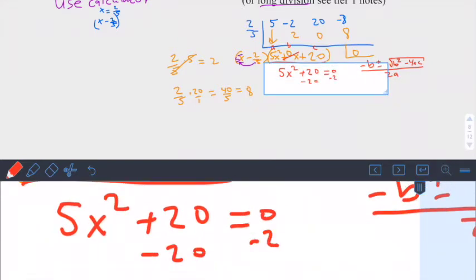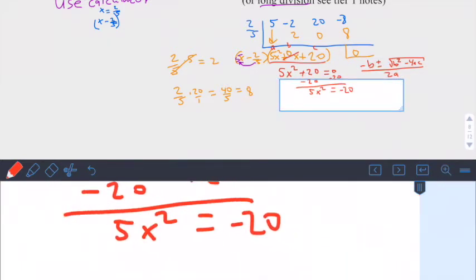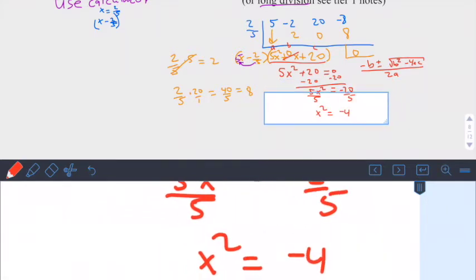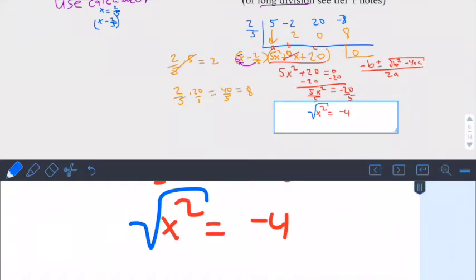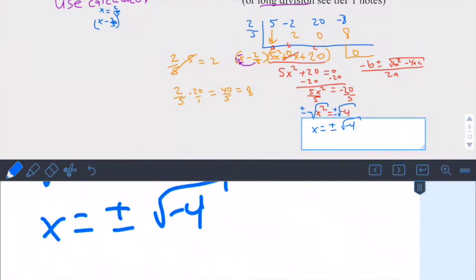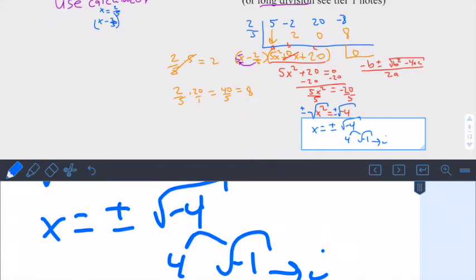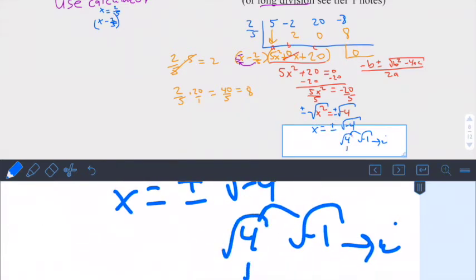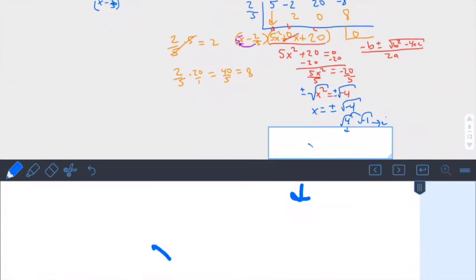I can take my quadratic 5x squared, this is just 0, plus 20, and I can set it equal to 0. And now I can just solve the easy way. Minus 20 from both sides. 5x squared equals -20. Divide both sides by 5. X squared equals -4. Then I square root both sides. But remember, when I square root x squared, I need plus and minus the square root. So I get x equals plus or minus square root of -4. And then I need to simplify that. So 4 and -1. Square root of -1 is i, remember that. And the square root of 4 is 2. So our two answers are plus and minus 2i.